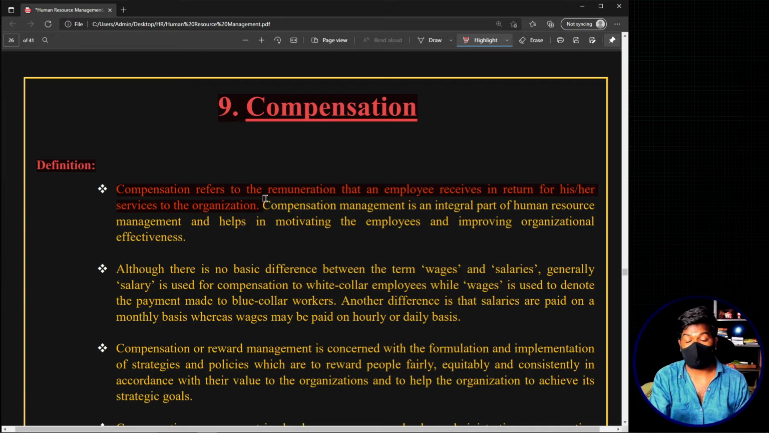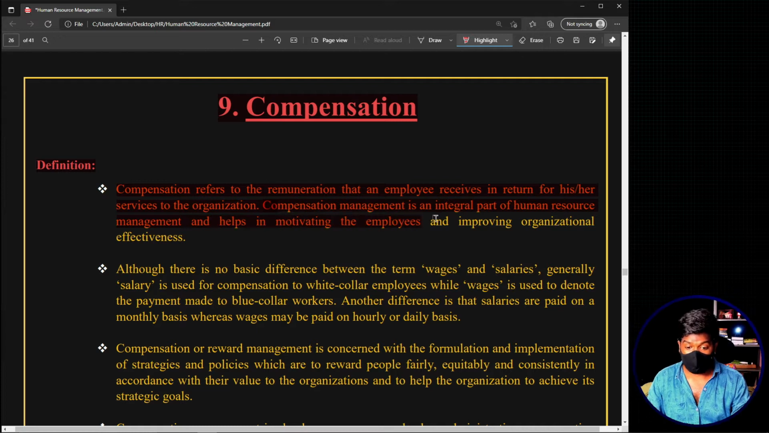So that is why we have included that in this definition, telling that compensation refers to the remuneration that the employee receives in return for his or her services to the organization. Now, compensation management is an integral part of human resource management and helps in motivating the employees and improving organizational effectiveness.